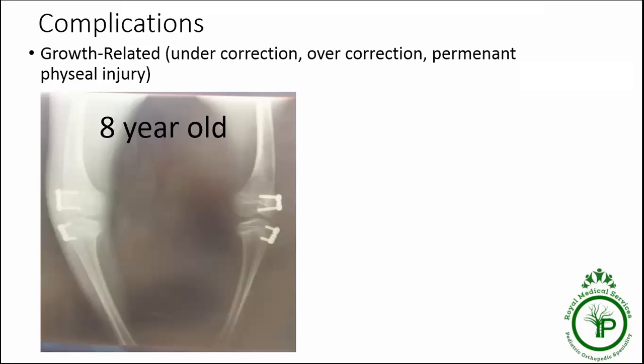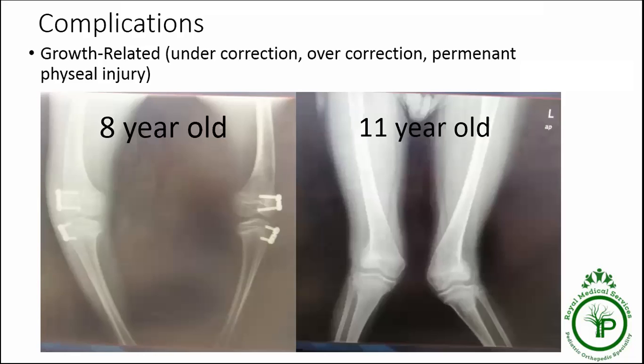One of the important complications is selecting your patient. This 8-year-old patient presented with this severe deformity. Four plates were placed, but overcorrection happened because this patient was living away in the desert, and they thought that since the patient had improved, they just didn't need to come and follow up. And at 11 years, this patient presented to us with this deformity.